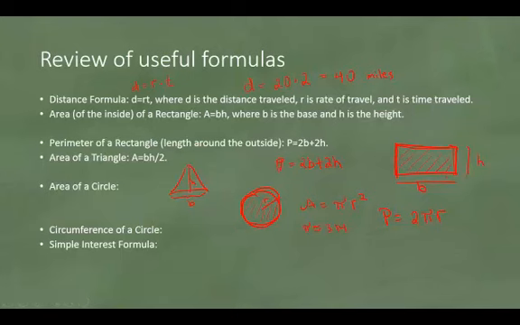And we'll also use the simple interest formula, you'll use it in your homework. And that is that the interest is equal to the principal amount, the starting amount, P, times the rate of interest, R, times the time in years. So the interest is equal to P times R times T.